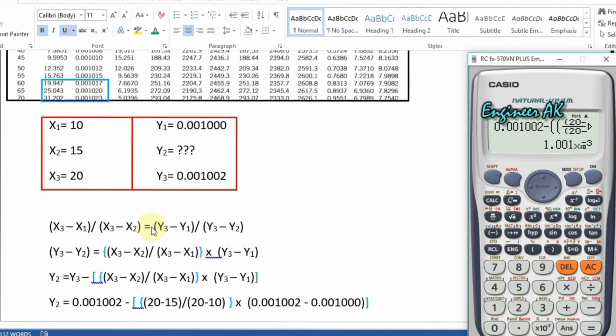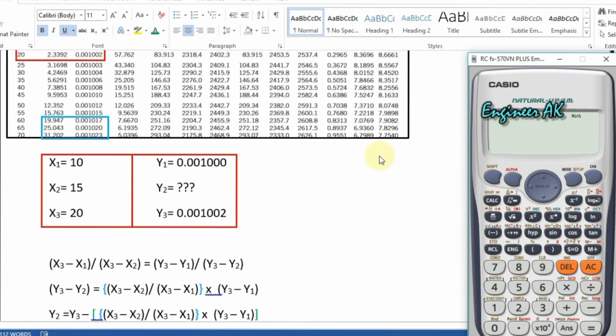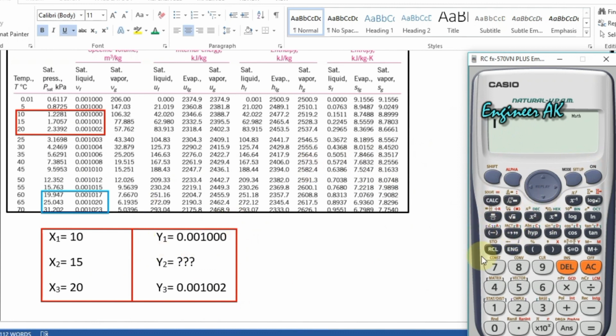So it's quite time consuming, and during the exam it takes too much time, because every time you have to rearrange the equation and then plug in the values. If you do not plug in these values correctly, or you miss any parenthesis, your answer will not be correct. So now let's do it directly through the calculator.